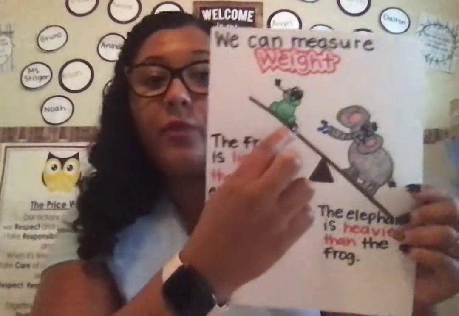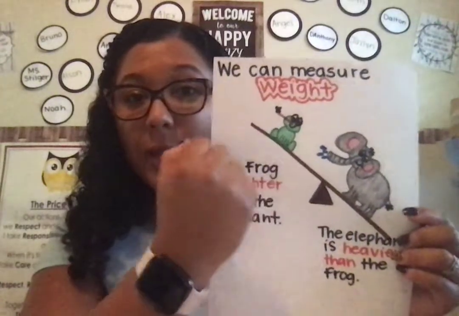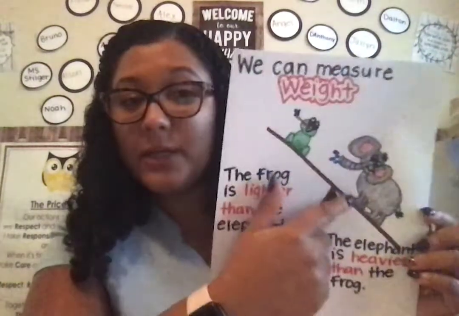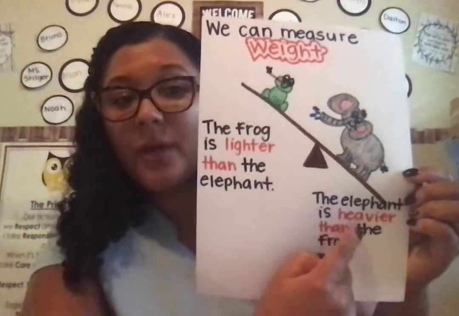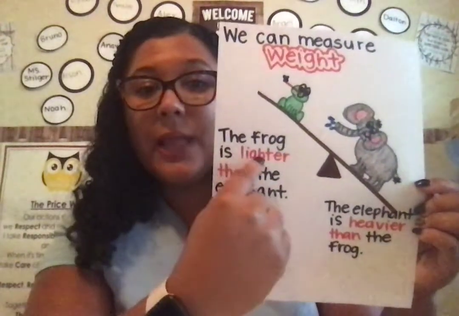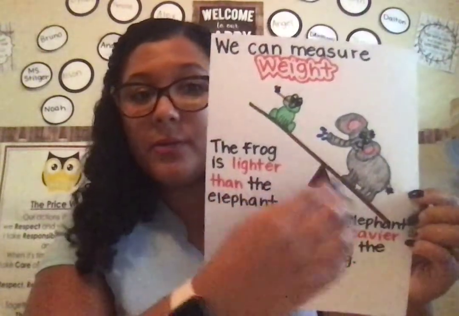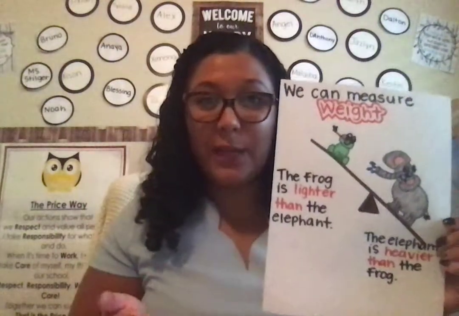The frog is lighter than the elephant because he's way up top, right? The elephant is heavier. His part is all the way down. So the elephant is heavier than the frog, okay? The frog is lighter than the elephant, okay? Now, weight is also how much something feels like, okay? So you can feel how heavy it is, okay?